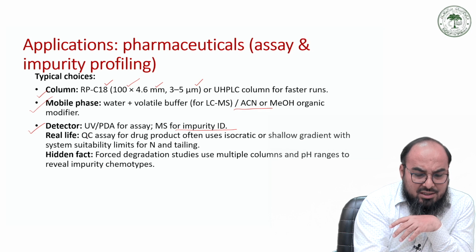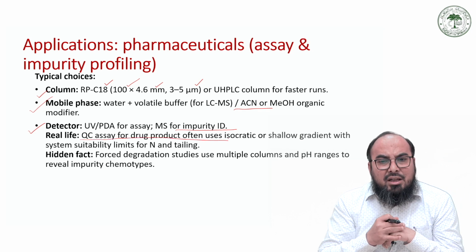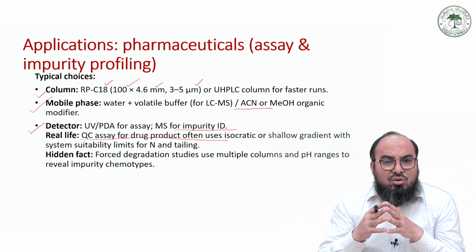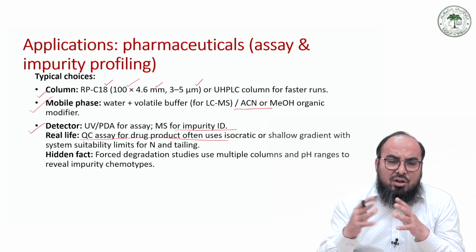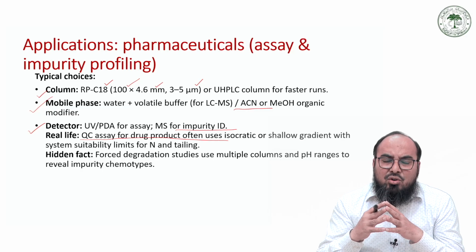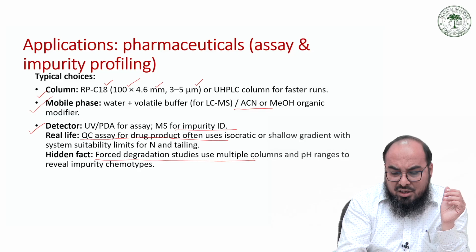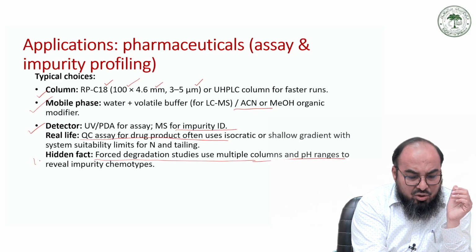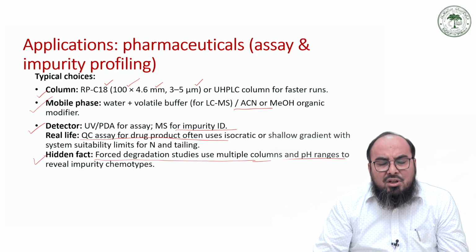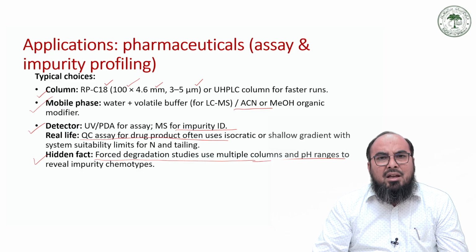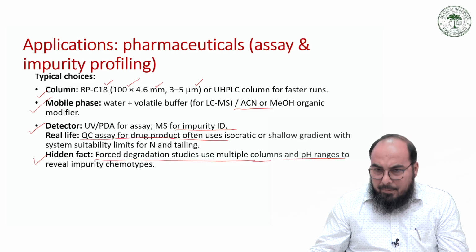Quality control assays actually use isocratic elution or shallow gradient elution, so that you can have good efficiency and less tailing effect. Forced degradation studies use multiple columns and pH ranges to reveal impurity chemotypes. You always have to make sure that your sample, your drug, is as pure as possible and does not contain any ghost peak or any unintended peak.